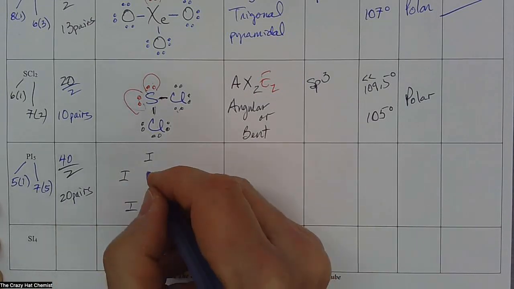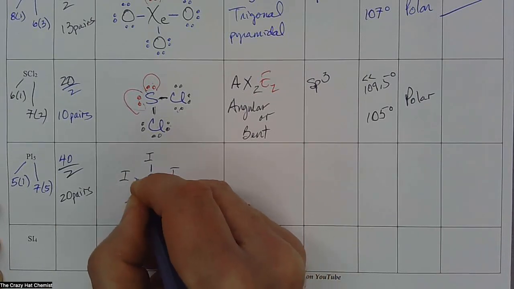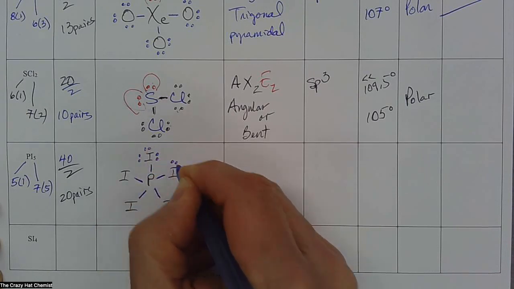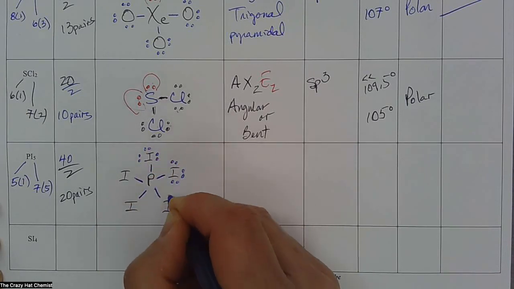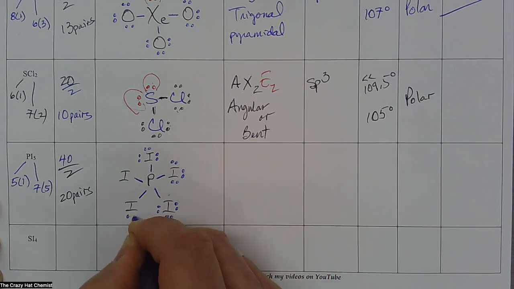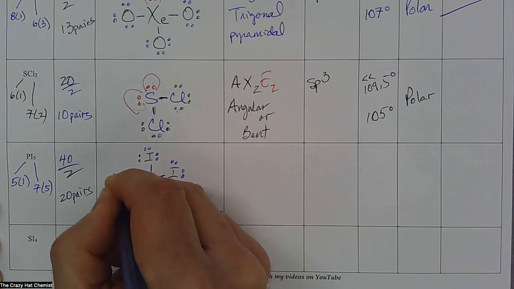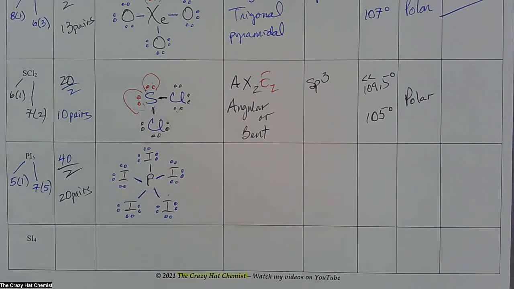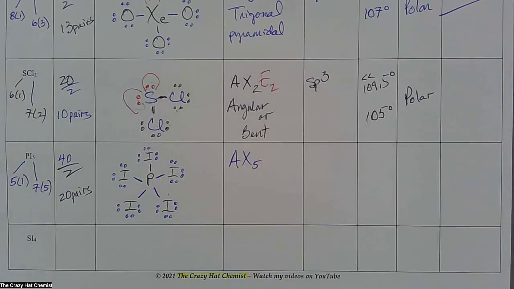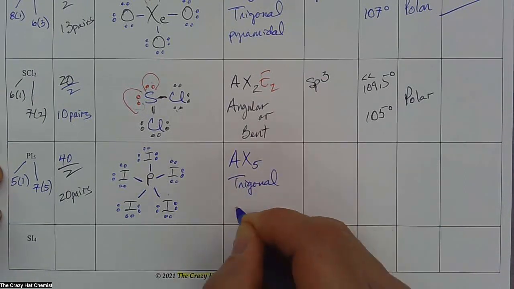So 20 pairs, 1, 2, 3, 4, 5, 6, 7, 8, 9, 10, 11, 12, 13, 14, 15, 16, 17, 18, almost there, 19, 20. All right, that's AX5. This is going to be trigonal bipyramidal.